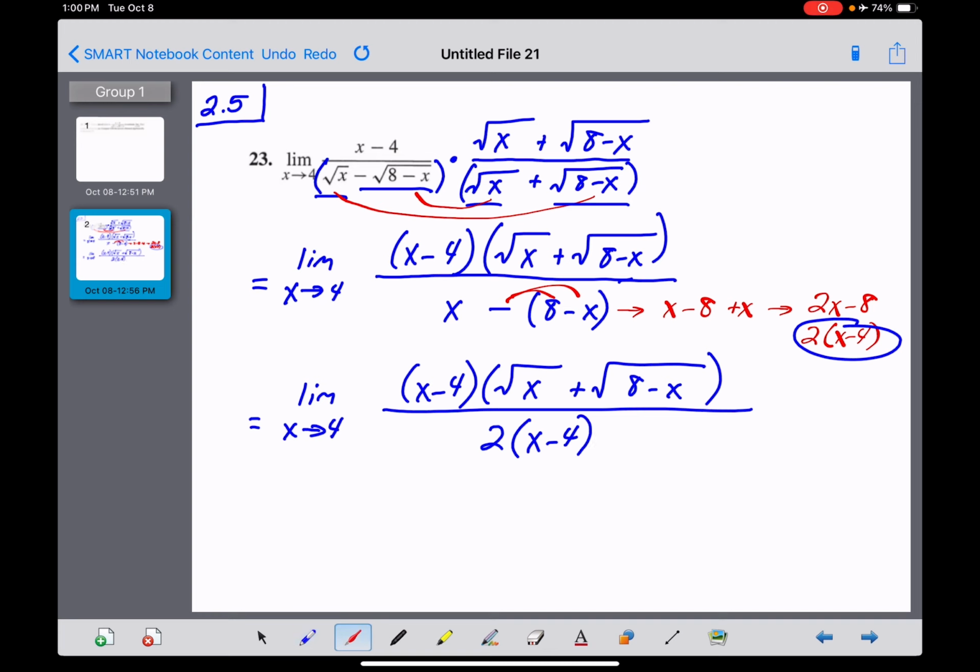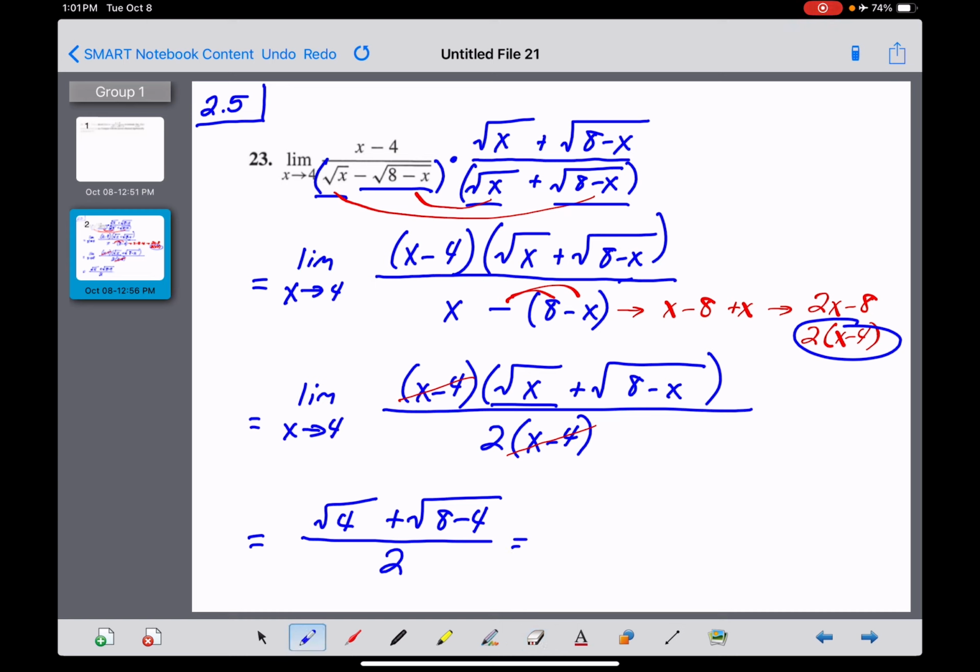And the significant part of that, the x minus 4, which was the problem in the denominator, now cancels out with the x minus 4 on top. So that means that we should be able to just let all the remaining x's become 4, and we should be able to evaluate this limit by direct substitution. So in the numerator, that's going to become right here, the square root of 4, plus the square root of 8 minus 4, all over just a 2 left on the bottom.